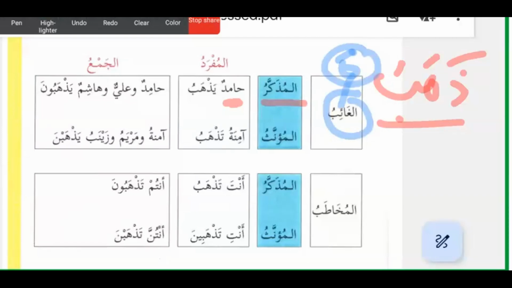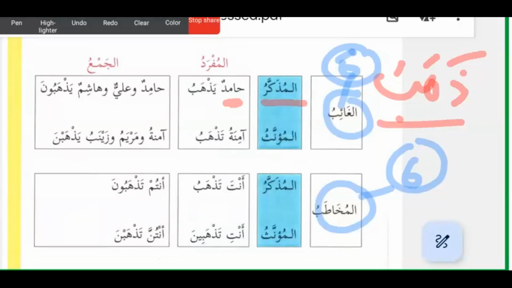Likewise, al mukhatab, ذهبت, ذهبتما, ذهبتم, ذهبتي, ذهبتما, ذهبتن, again 6. And then for the mutakallim, ذهبت, ذهبنا. I went, ذهبت. ذهبنا, we went. So likewise for the future tense, the imperfect tense, we have again these 14.